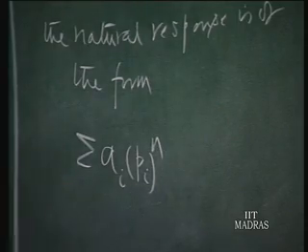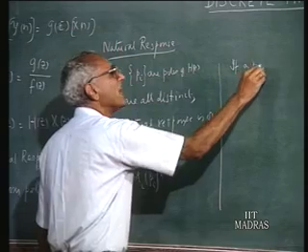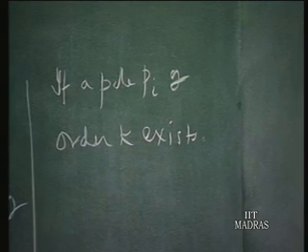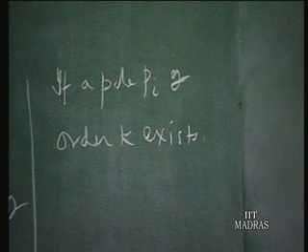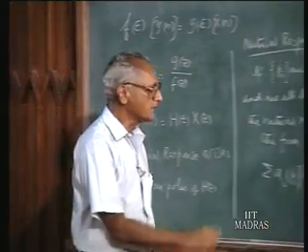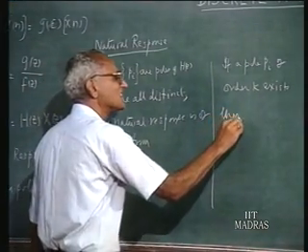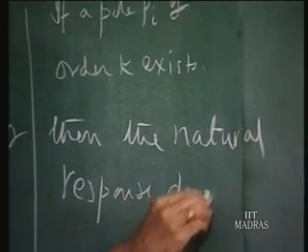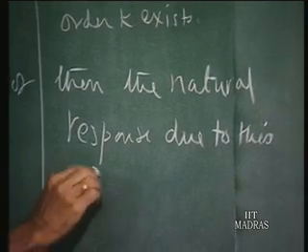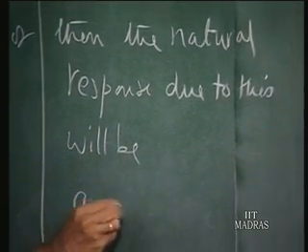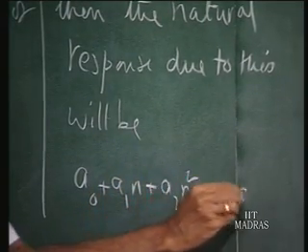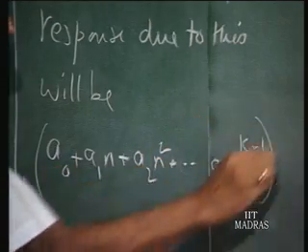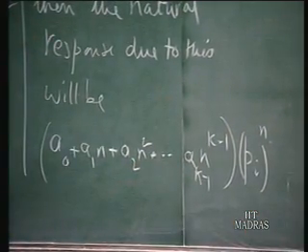Now if a particular pole is repeated, what happens? If a pole p_i of order k exists, that means a particular pole is repeated k times, that means (z minus p_i) raised to the power of k is a factor of F(z), then the natural response due to this will be of the form a_0 plus a_1 n plus a_2 n squared, right up to a_(k-1) n raised to k minus 1, multiplied by p_i raised to the power of n. That will be the natural form of the response.